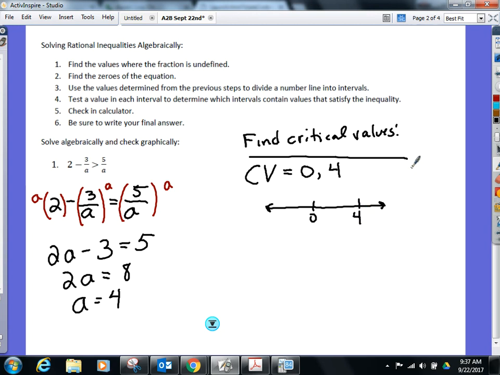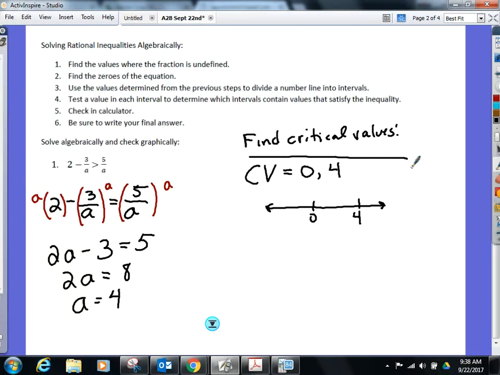0 and 4. Because here's where my answers may be. My answers may be less than 0, between 0 and 4, maybe greater than 4, maybe less than 0. I don't know. That's when the inequalities are going to come back now. How do I find out where my solution's going to be? We are going to test values now.